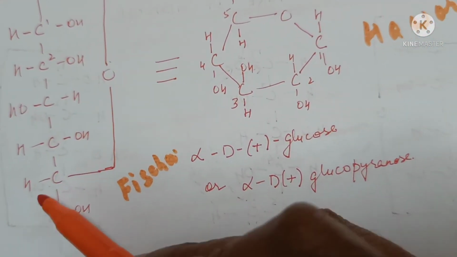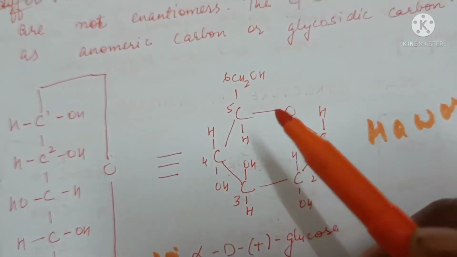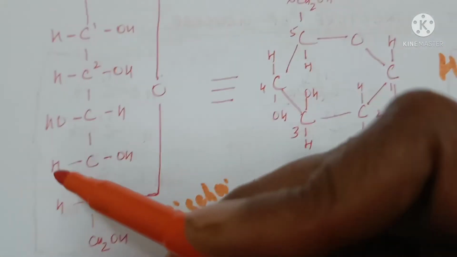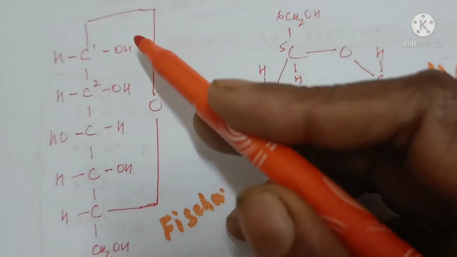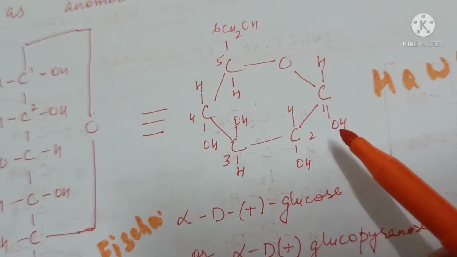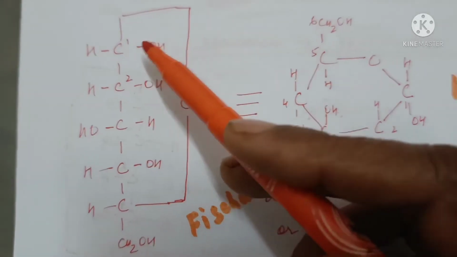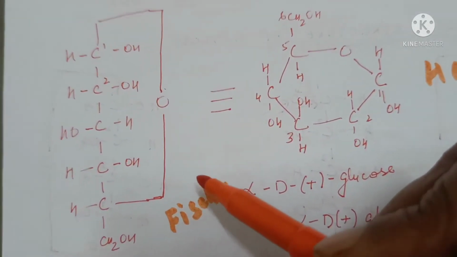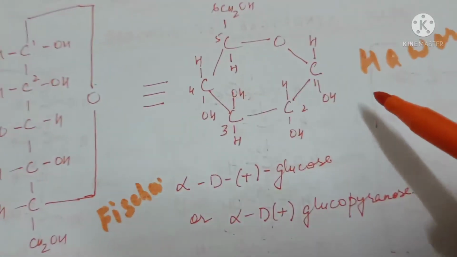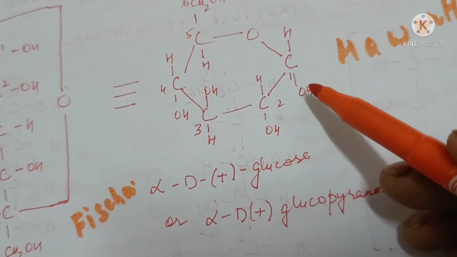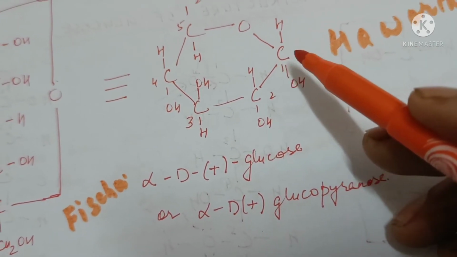And on the 5th, there are 2 groups attached, H and CH2OH. So these are the 2 positions. Now whatever groups are attached on the left side are placed upward in the Haworth structure, and the groups which are attached on the right side are placed on the downward side. So we know that in alpha D glucose form, the OH attached to first carbon is on the right side. So we have placed OH down and placed H above the carbon.